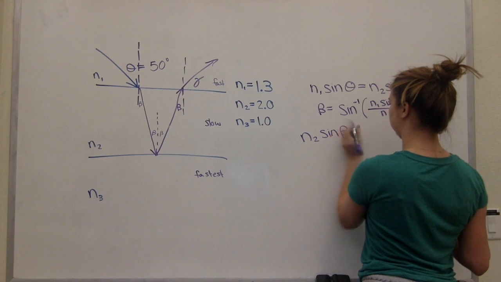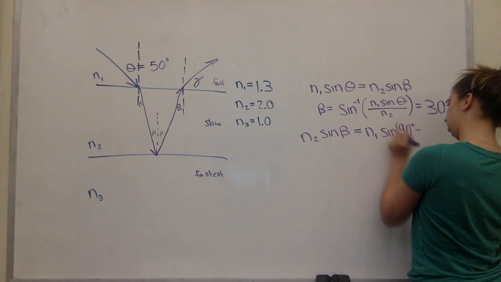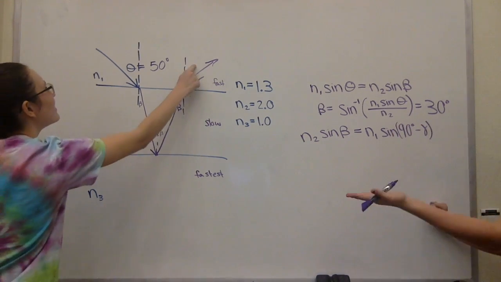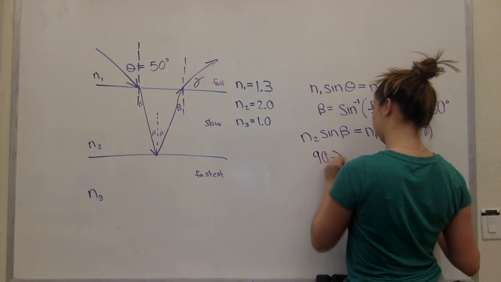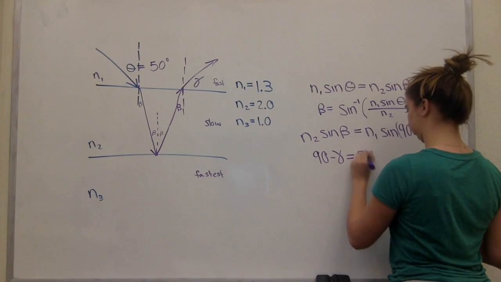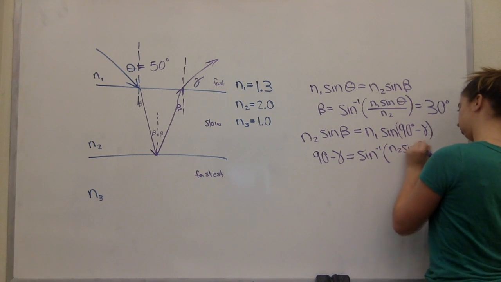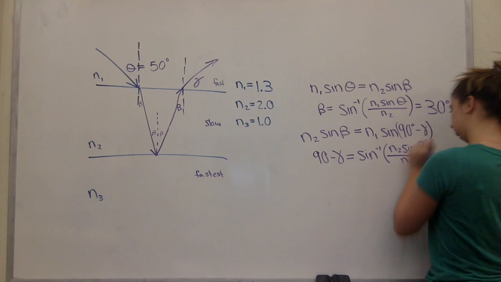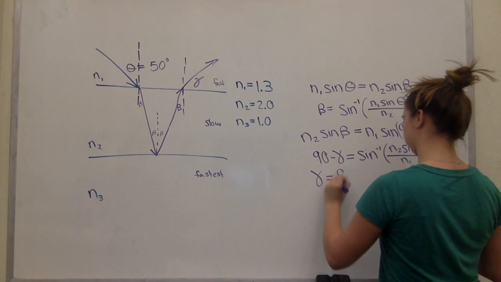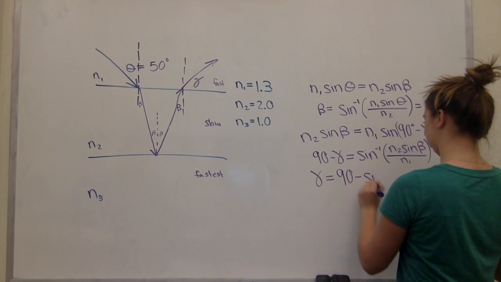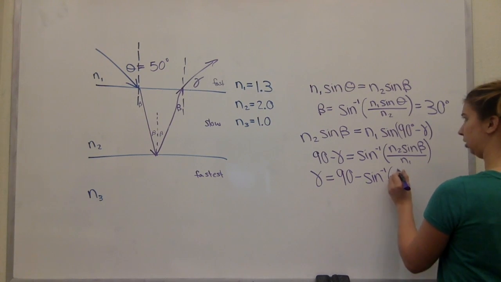Then you can solve for n2 sine beta is equal to n1 sine of 90 minus gamma. That's going to find the angle at which it will leave above the horizontal. Then when you move it over to solve for gamma, you find 90 minus gamma is equal to the sine inverse of n2 sine beta over n1. And then when you move the 90 over to the other side and divide by negative 1, you get gamma is equal to 90 minus the sine inverse of n2 sine beta over n1.